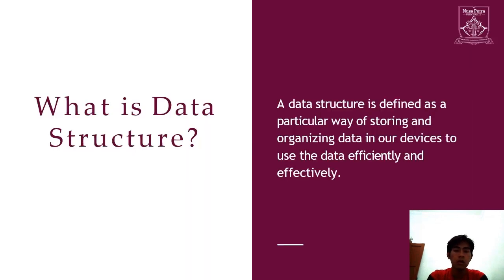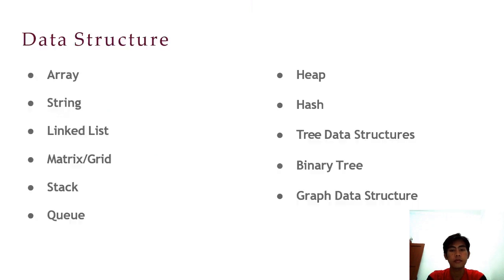Algorithms. So, what is a data structure? A data structure is a particular way of storing and organizing data in our device to use the data efficiently and effectively. Data structures include array, string, linked list, matrix or grid, stack, queue, heap, and non-linear ones like binary tree and graph data structure.